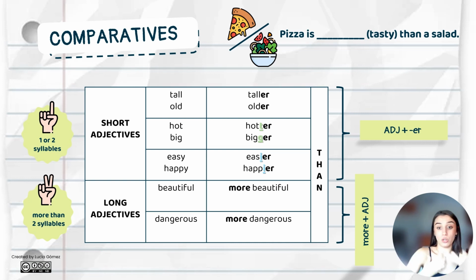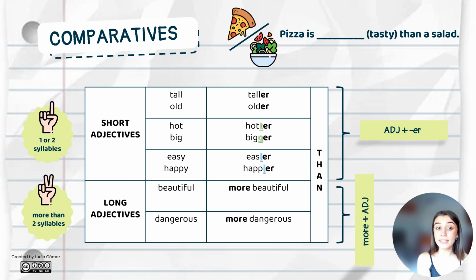Luego habría otros que lo que pasa es que duplican la consonante por temas de pronunciación, for instance, hot, hotter, or big, bigger, duplicarían esa consonante. And then we have the other group, easy or happy. En este caso estos dos terminan en Y y lo que haríamos sería cambiar esa Y por una I latina. So easy, easier, happy, happier. The same will happen with funny, for instance, funnier. Y estos serían los cortos, ¿vale?